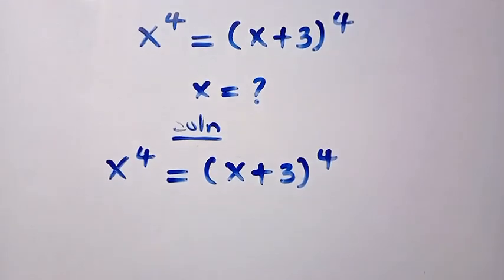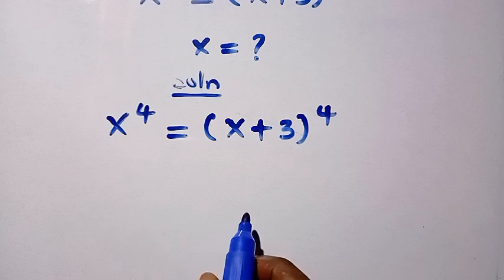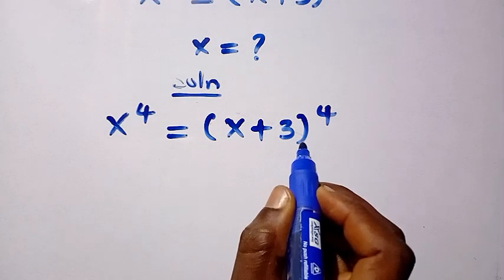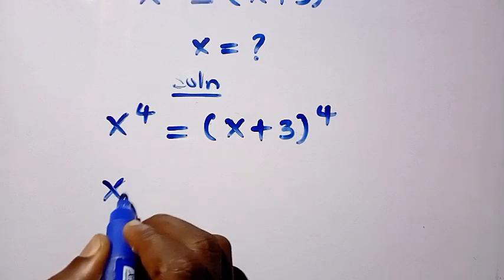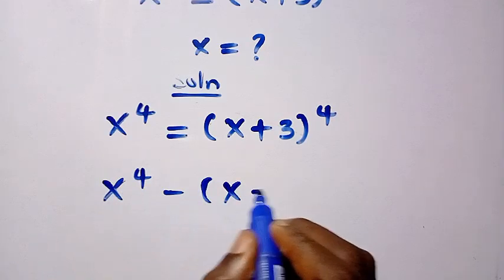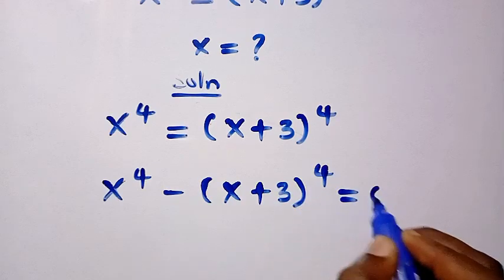This is very simple to solve, as we are going to be applying this method. The first thing here, when we are given a kind of question like this, is to transfer the whole of this here. Here we have x^4 - (x + 3)^4 = 0.